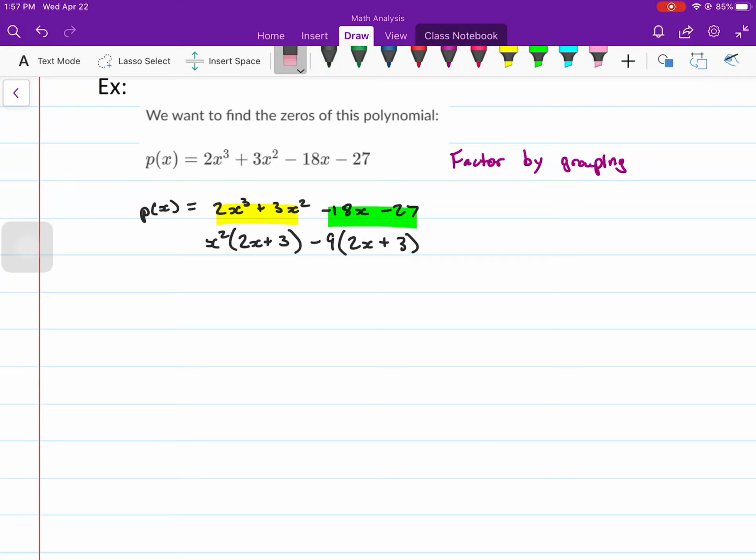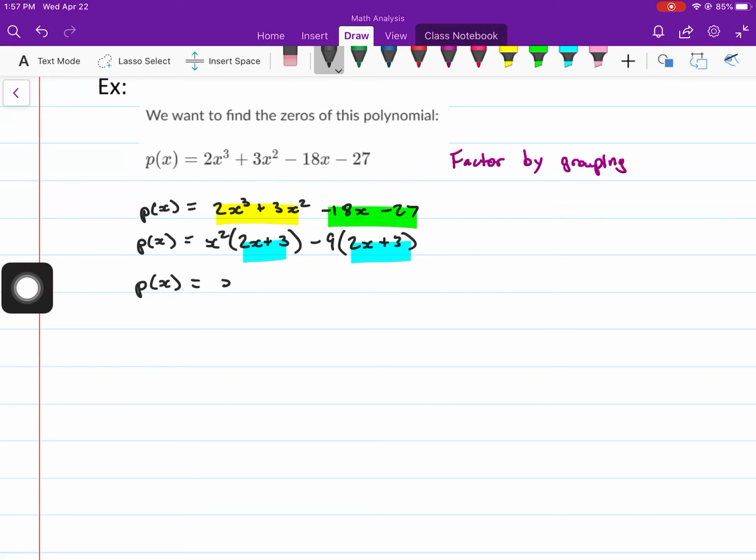And the whole goal of this is, with grouping, we want them to be the same. Notice right here, 2x plus 3, 2x plus 3, those are both the same. So we want those to be the same. Otherwise, something went wrong, and you've got to go back to the drawing board. The good news is since both of those are the same, we're going to take both of those and factor them out.